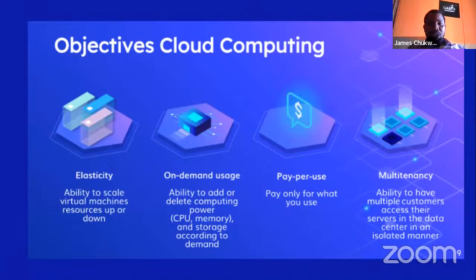Then on-demand usage, ability to do what? To add or delay computing power, your CPU, your memory and storage according to what? According to demand. Then pay per use, I already said that you pay for only what you use.